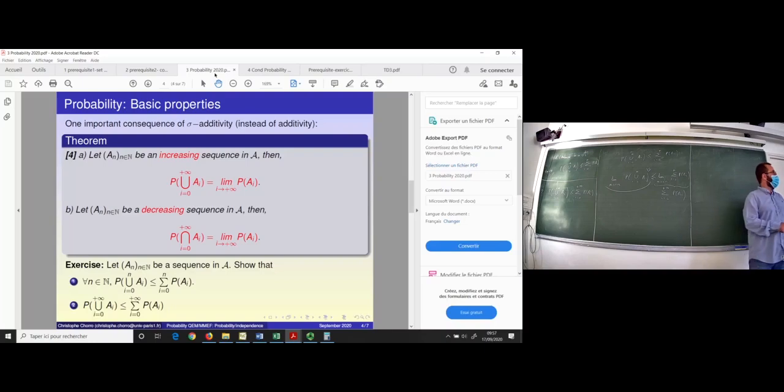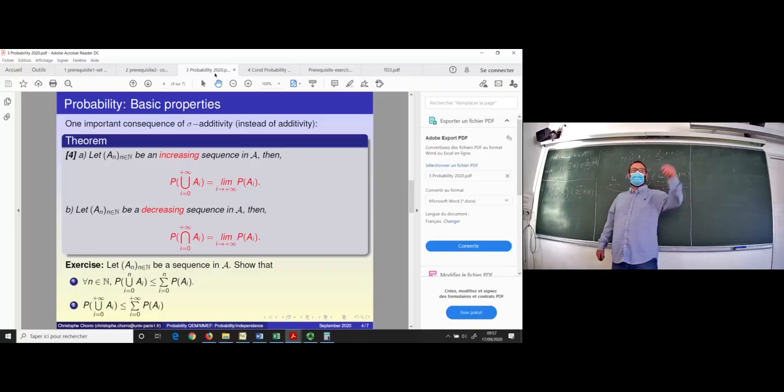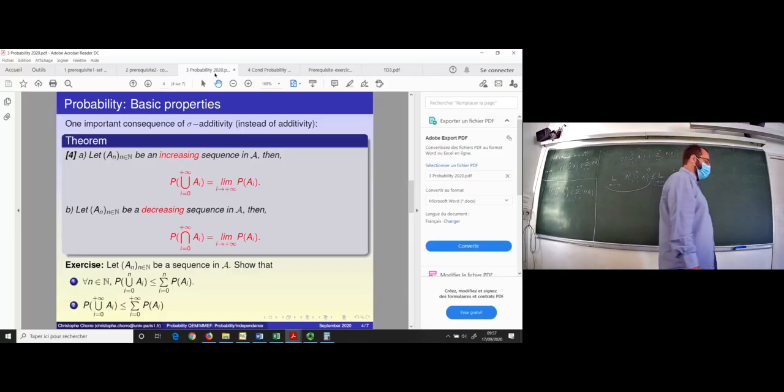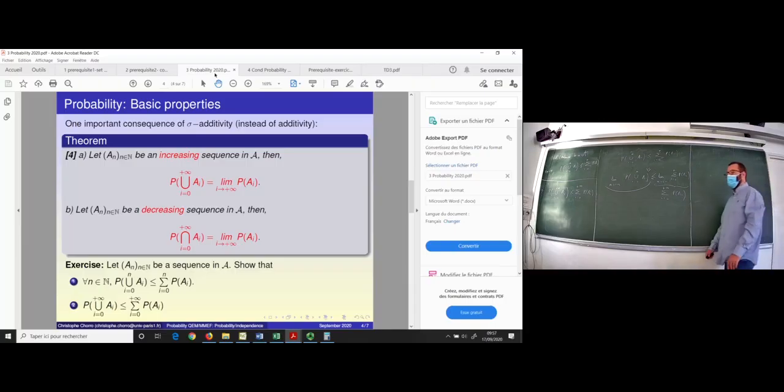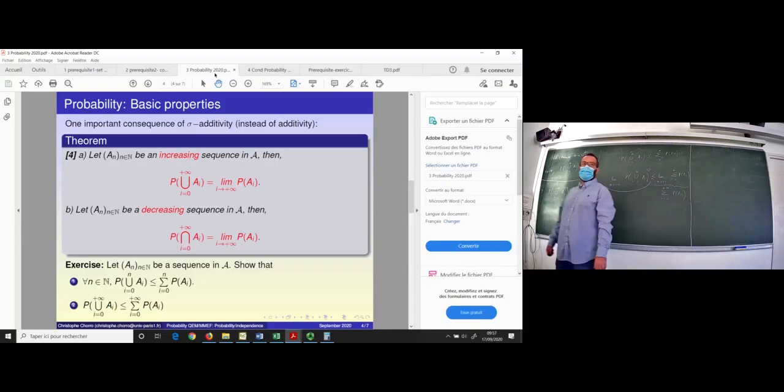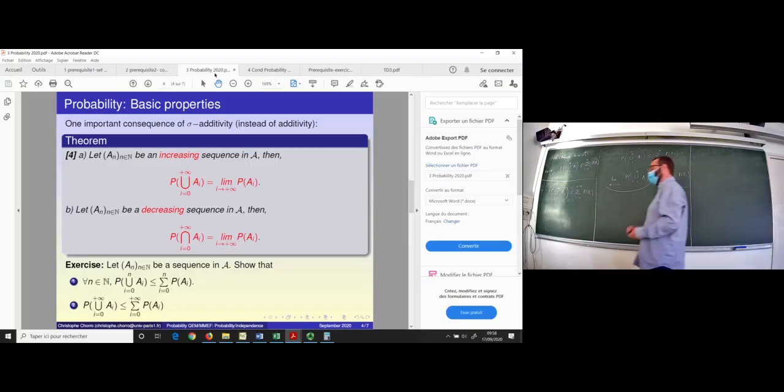So what is the meaning of this theorem here? It means that in two very particular situations, where I have an increasing sequence of sets or a decreasing sequence of sets, I can specify the limit of the probabilities. More precisely, if I have an increasing sequence of sets, the limit of the probabilities is equal to the probability of the infinite union. And if I have a decreasing sequence of sets, the probability of the intersection is equal to the limit of the probabilities. Results that are nice, but with two particular hypotheses: increasing or decreasing.